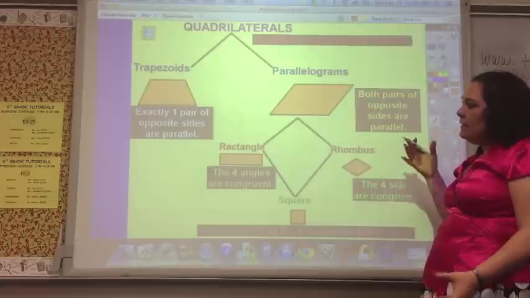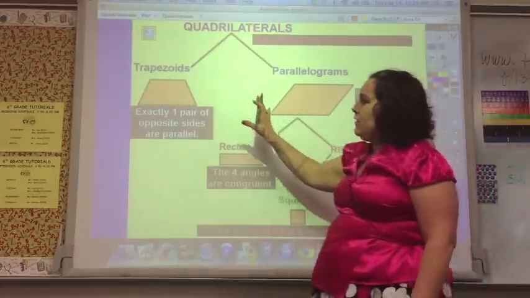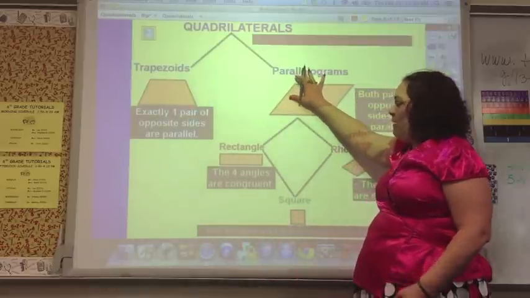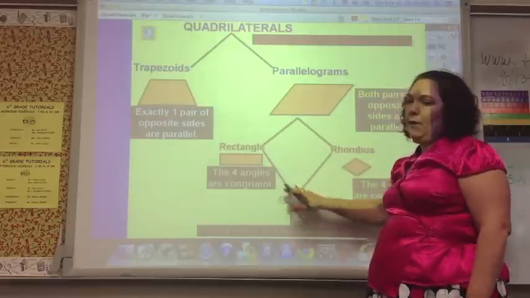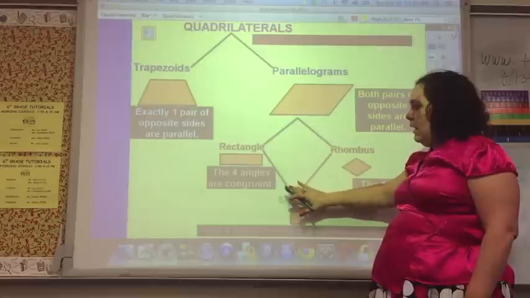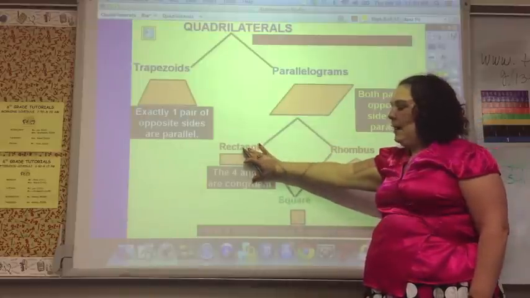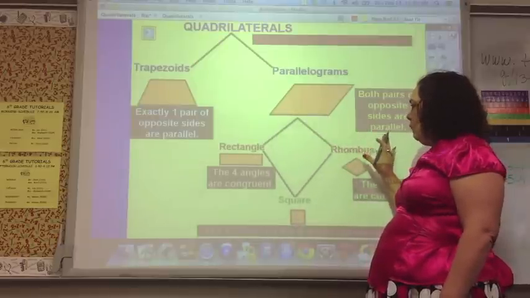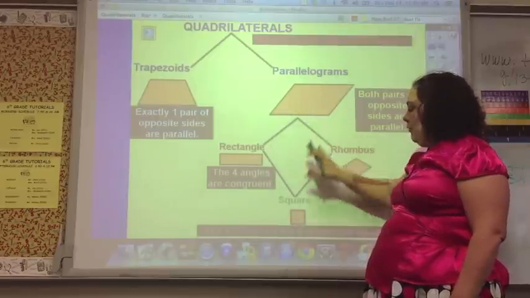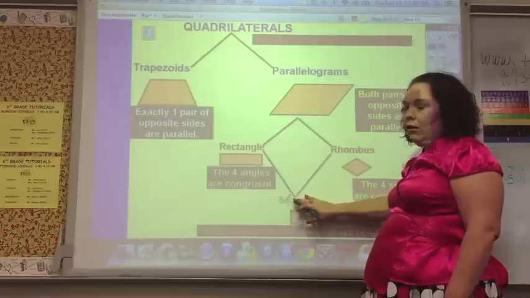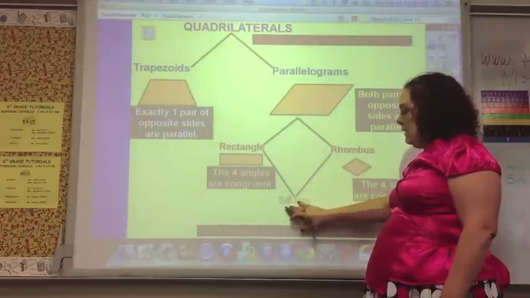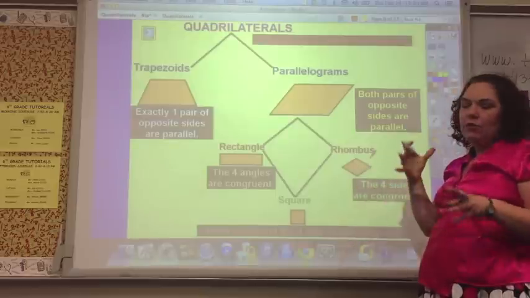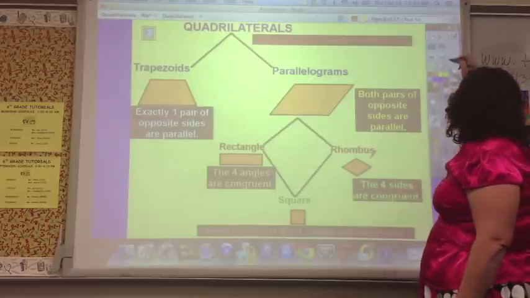And the way that it's laid out, trapezoids are different from these quadrilaterals. And parallelograms, all of these are also parallelograms. And squares are also rectangles. And rectangles are also parallelograms. And rhombuses are parallelograms, and sometimes a rhombus is a square, but not always. So you have to understand where it all flows and where it all fits.